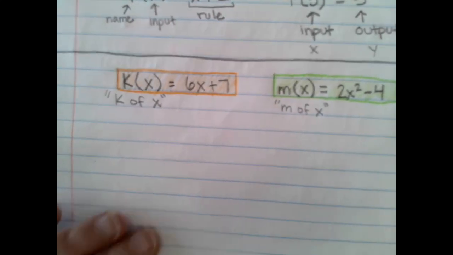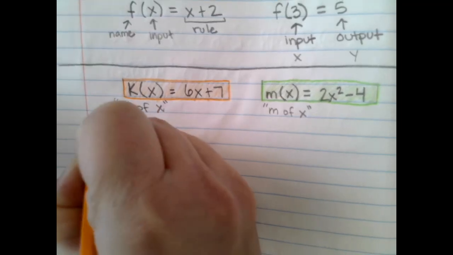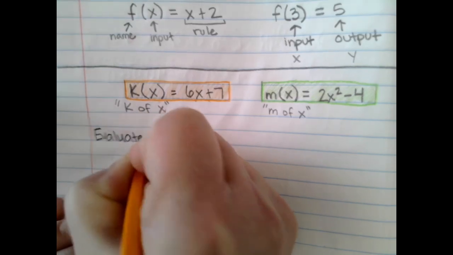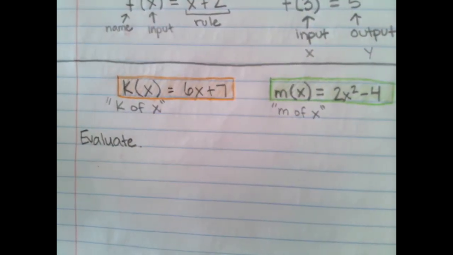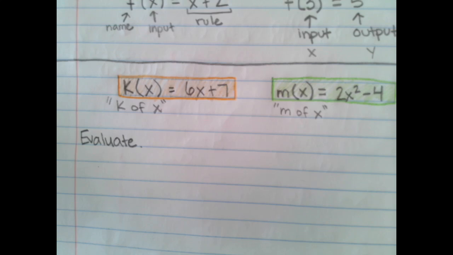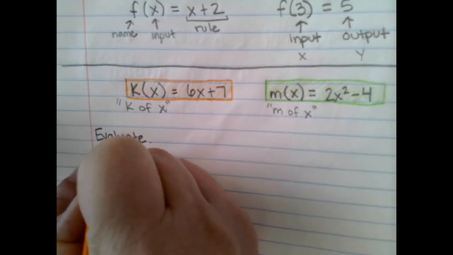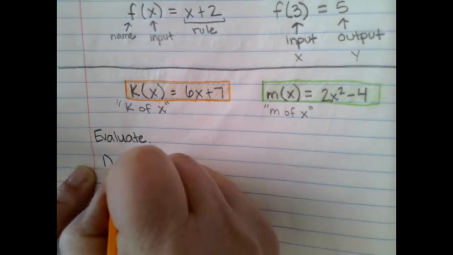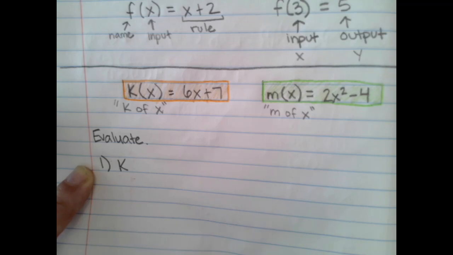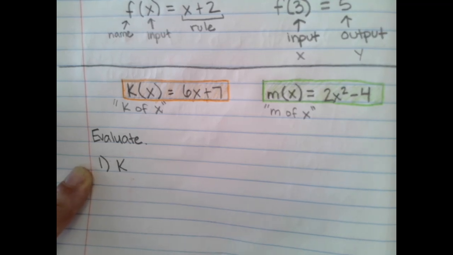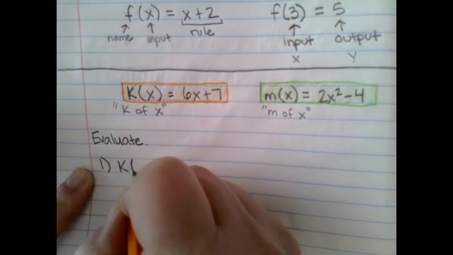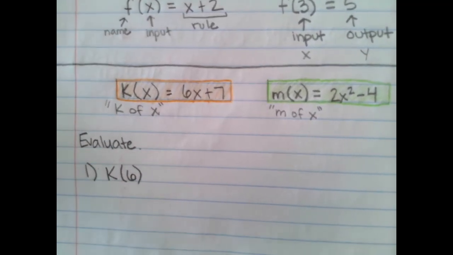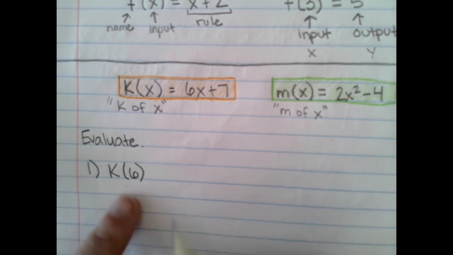All right, so we have 5 problems we're going to do today. All of our directions are going to say to evaluate. Evaluate just means to find the answer. All right, so number 1, we're going to evaluate k of 6. So k, and then that of 6 means in parentheses 6. And that tells us we're going to put 6 into the function to see what we get out.